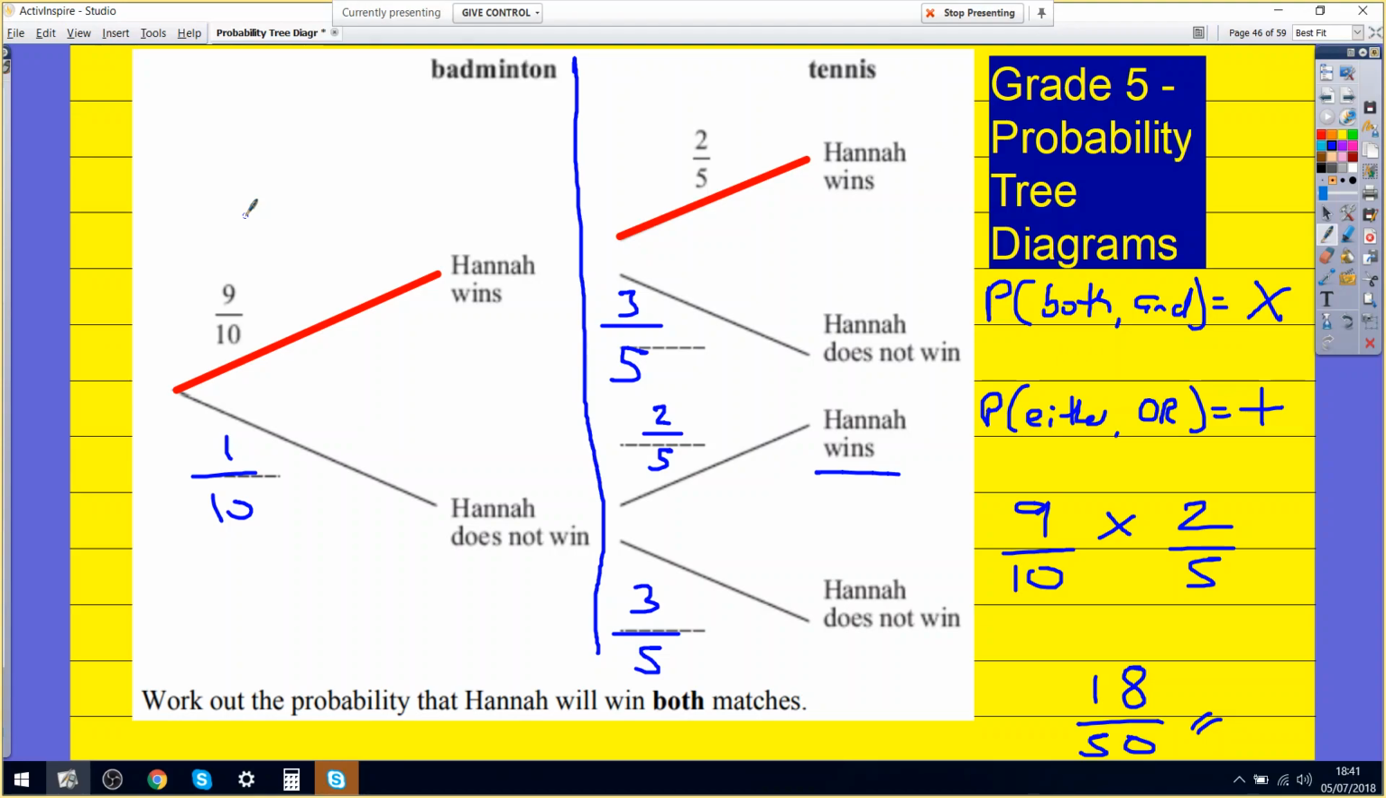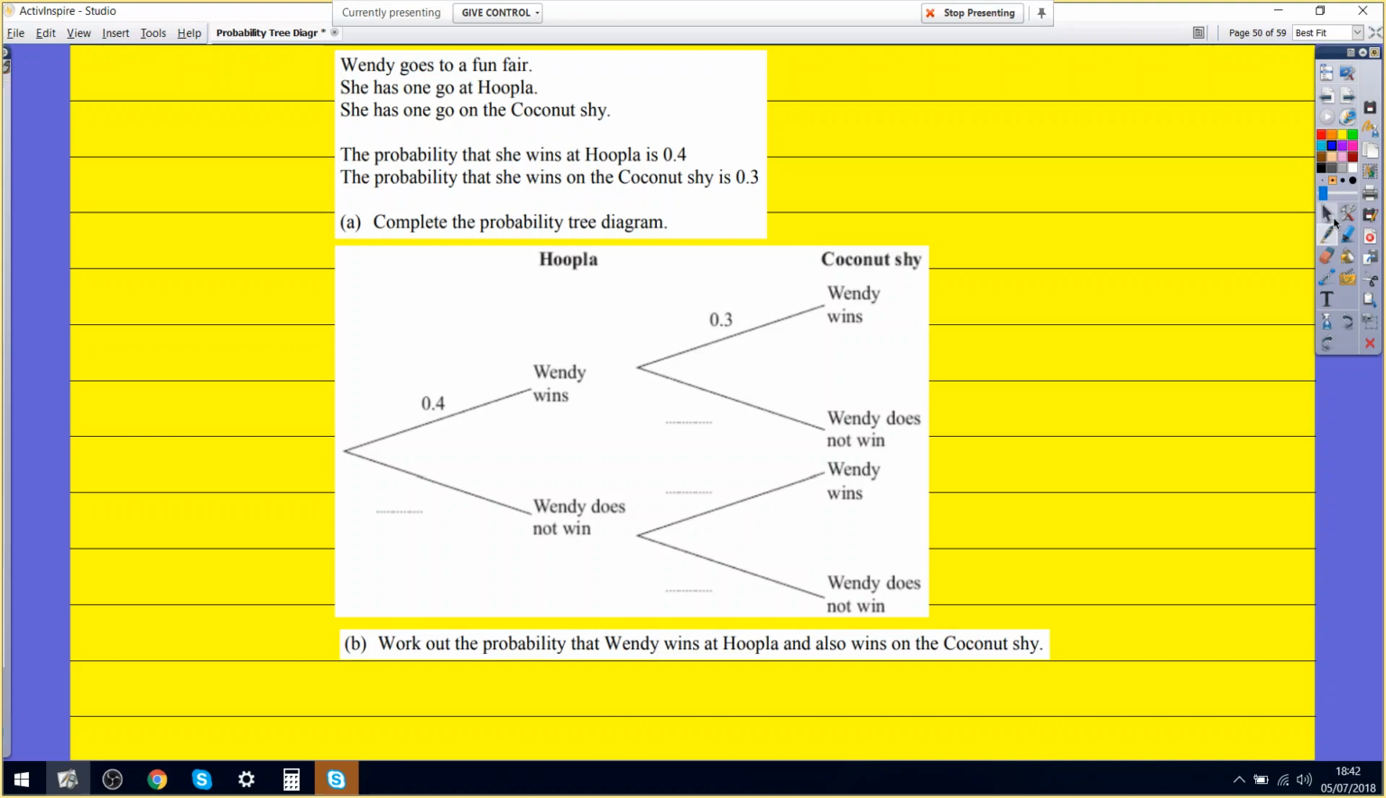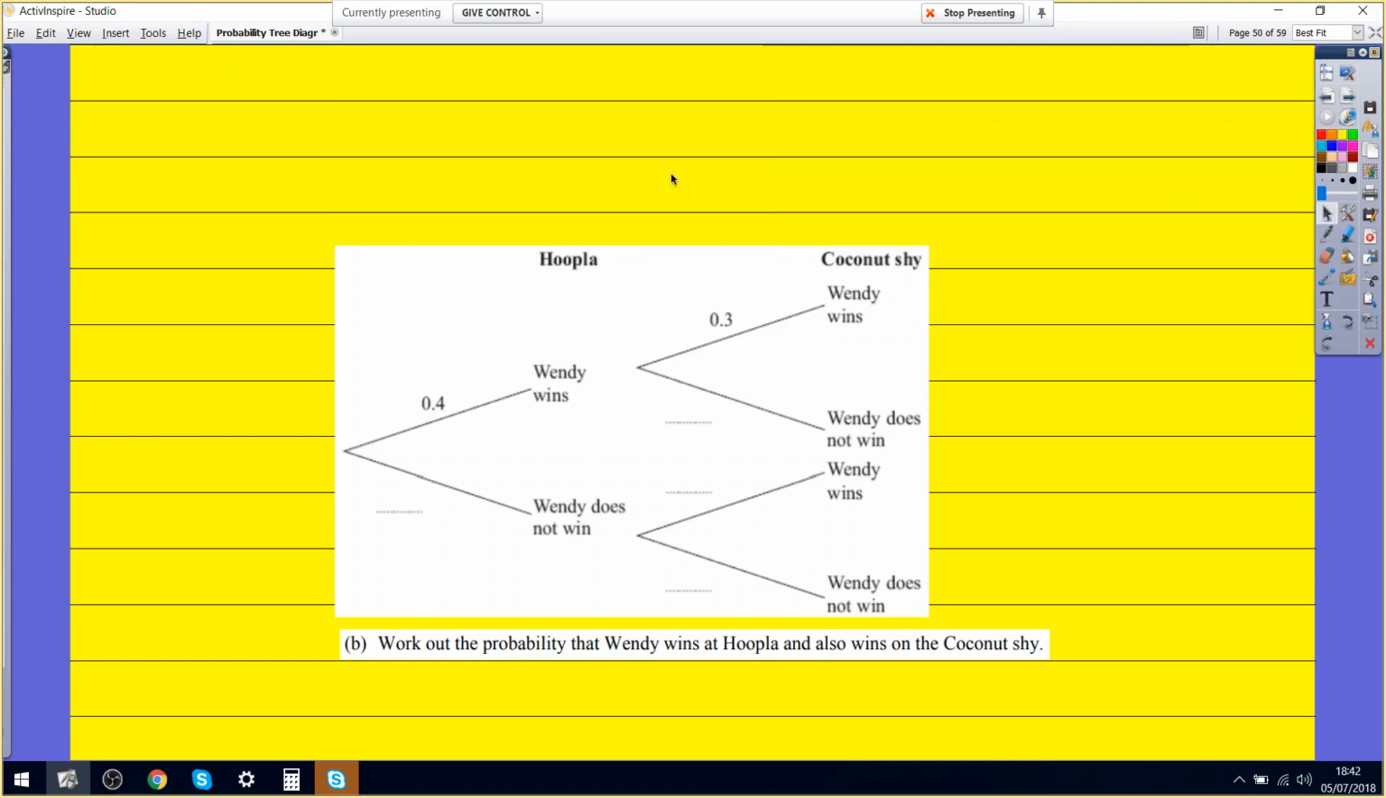Another way to look at it is, in these diagrams, you add and subtract up and down, and you multiply across. Basically, both, you times; either or, you add. Any questions there? No. Okay. So let's try this one. It's similar. This time they're decimals.